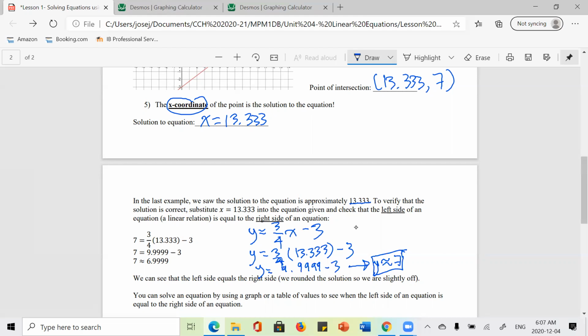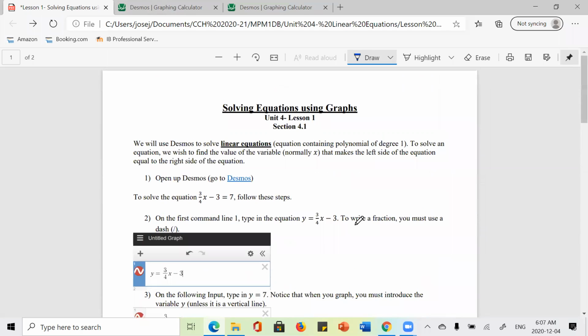13.333 is the x value that would make the whole equation equal to 7, which is what we wanted to do from the beginning. Because really, that was our initial question: what number do I have to sub into x so that the left side equals the right side here, which is equal to 7? And I already solved that.